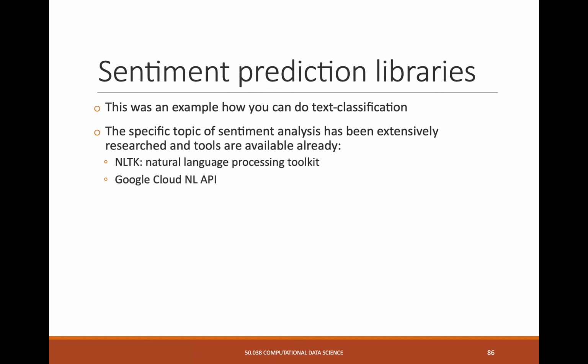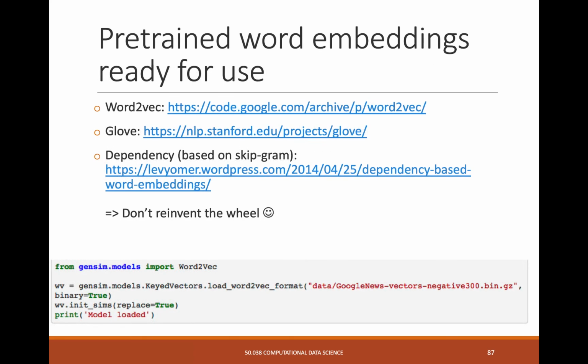introduction. So things that you will use are the NLTK toolkit, the Natural Language Toolkit in Python. Google Cloud NL API is also a very good one to check out. And I should stress that you don't want to reinvent the wheel. Use pre-trained word embeddings. There's a few links for you. All the popular libraries include these embeddings, one command to load them.